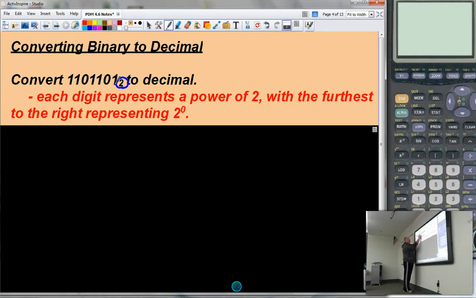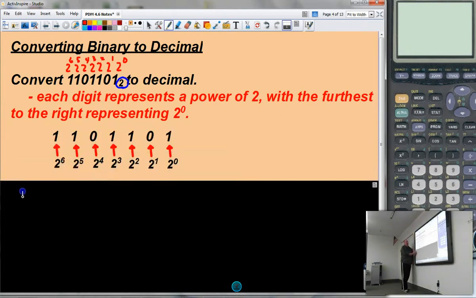The furthest to the right represents 2 to the 0. Oops, sorry, my apologies. Furthest to the right is 2 to the 0. The next digit would be 2 to the first, 2 to the second, 2 to the third, 2 to the fourth, 2 to the fifth, and 2 to the sixth. So every digit furthest to the right is always to the 0 power, and then as I move to the left, I keep going up a power of 2. And I believe this is how it's going to look.